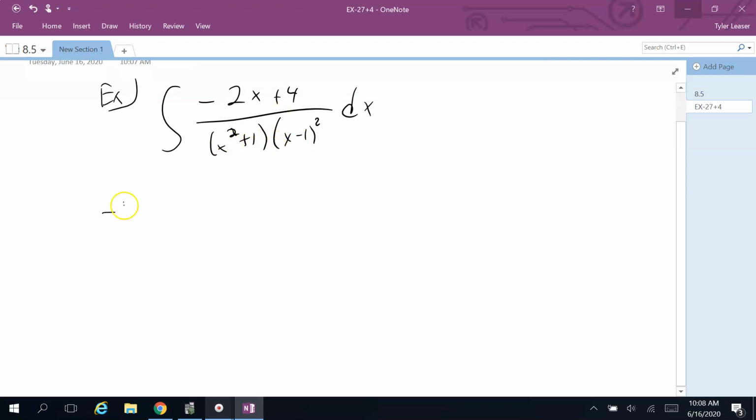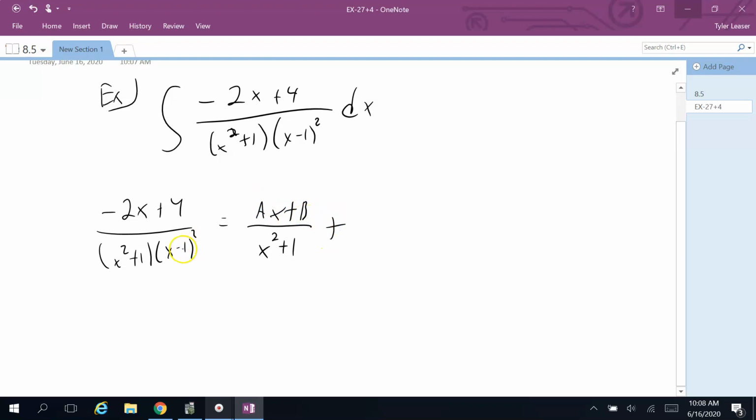We're going to set this equal to, so I have this quadratic, x squared plus 1, so that's going to get its own fraction. But because it's a quadratic denominator, it's going to have a linear numerator. The next thing we have is this (x minus 1) all squared. So that's going to get its own fraction for (x minus 1) squared with a constant up top, plus just a fraction with x minus 1 with a constant up top.